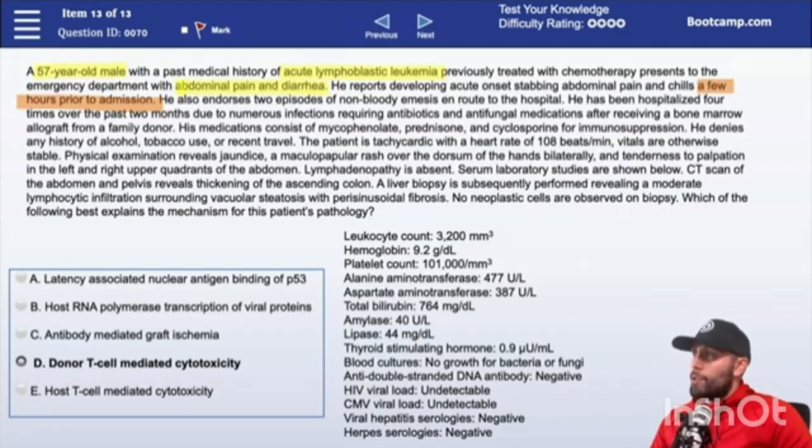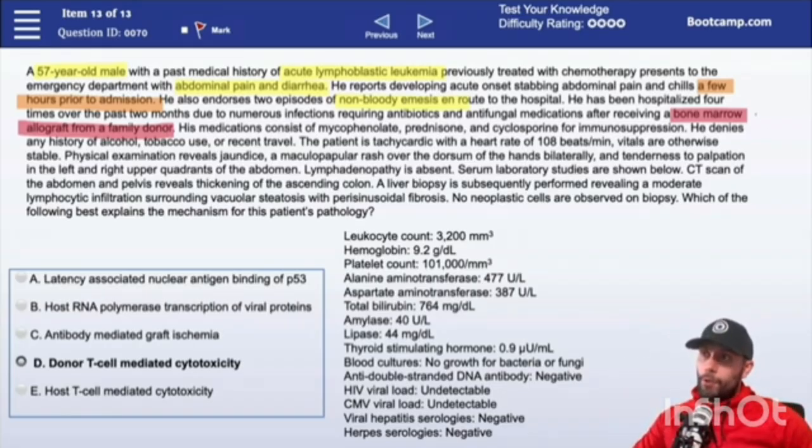Interesting past medical history here. He also endorses 2 episodes of non-bloody emesis en route to the hospital. He's been hospitalized 4 times over the past 2 months due to numerous infections requiring antibiotics and antifungal medications after receiving a bone marrow allograft from a family donor. Okay, so when you're reading through these stems, what is something that jumps out at you, right? There's a lot of information. You're looking for that one thing that calls your attention to something, right?